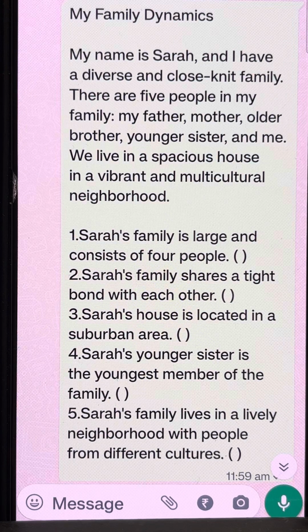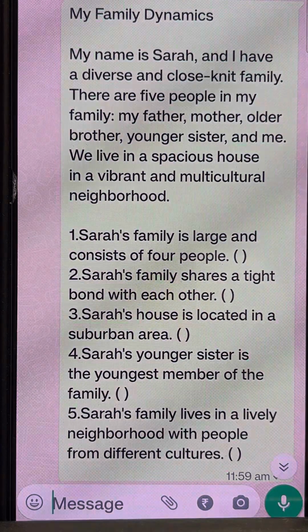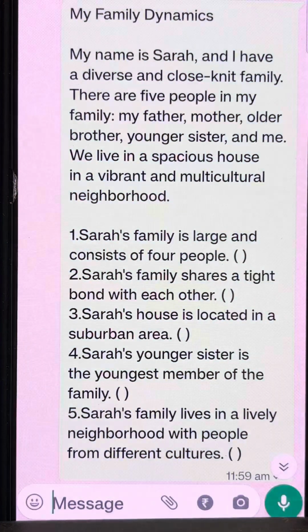Now we are going to question number 1. We are going to locate the keywords and find the answer. The first question is, Sarah's family is large and consists of 4 people. So the name is Sarah. We are able to find the word Sarah. Let's read the sentence. My name is Sarah and I have a diverse and a close-knit family. Large means diverse, so this word matches. Consists of 4 people. The next line says there are 5 people. So the information is not matching. There is a mismatch. The paragraph says 5, the question says 4. So the answer should be false.